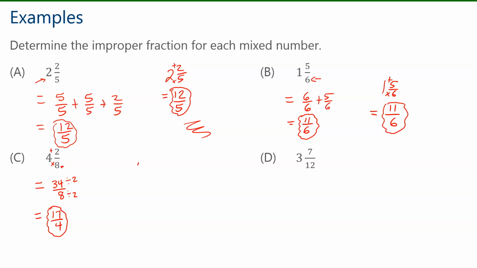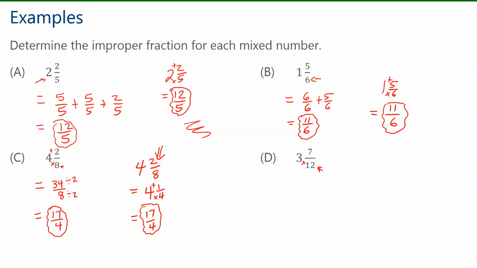Want to point out for this one, though, that if you're keen, you may notice that the proper fraction piece of this mixed number to begin with is not in simplest form. So you could, if you wanted to, reduce that first. So 2 over 8, if you reduce it, you will get 4 1/4. And then 4 times 4 is 16. 16 plus 1 is 17. And now you get your 17 over 4. So whatever you decide to do first, that's up to you. Just make sure the final answer is in simplest form.